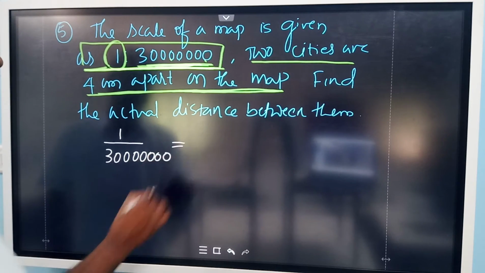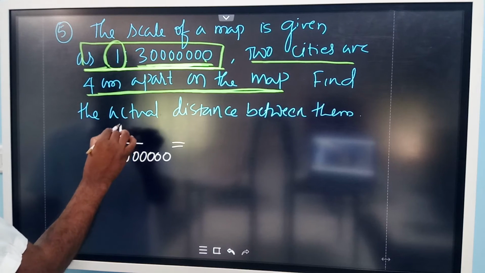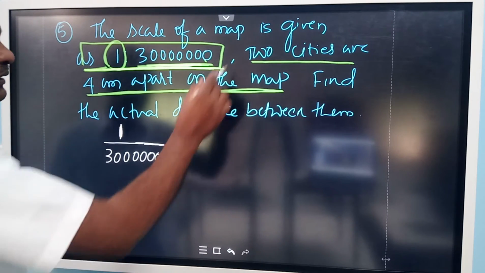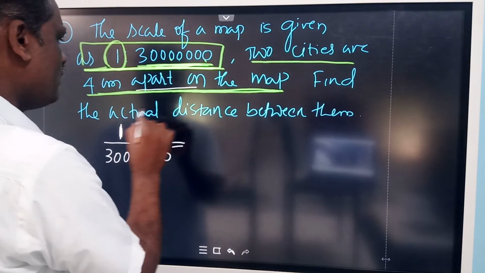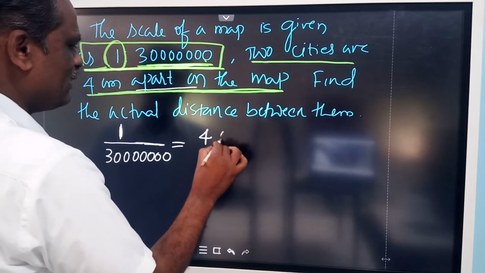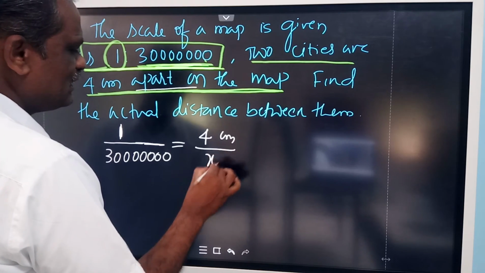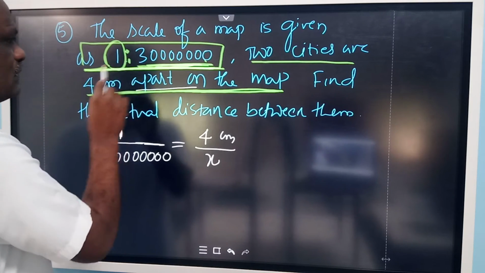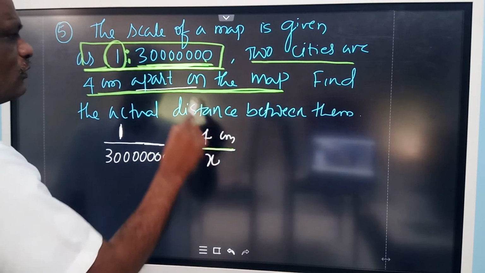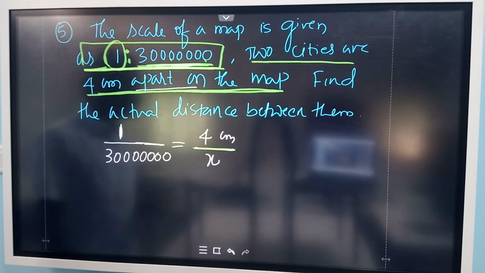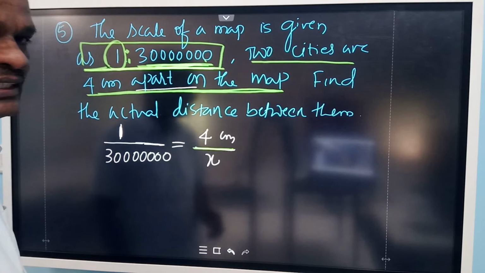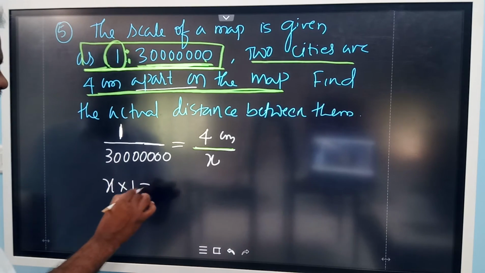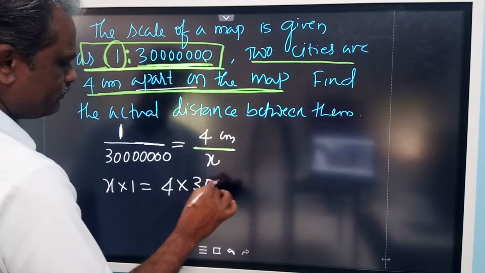This 1 means it is a distance on the map, and the actual distance will be 3 crore. On the map it is 4 centimeters, so what is the original distance? You can take it as x. So the ratio 1 is to 3 crore must be equal to 4 centimeters divided by x, where x is the actual distance on the earth. Now you can multiply: x into 1 is equal to 4 into 3 crore.